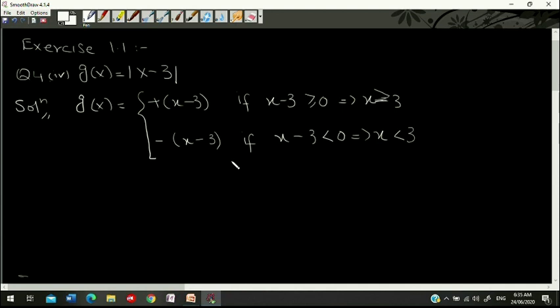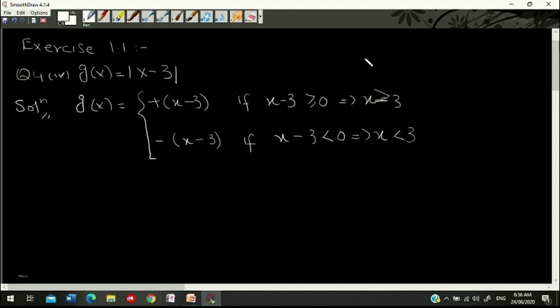Now g of x is equal to mod of x minus 3, and a mod function is always defined like this. This mod function has two parts. The positive part is x minus 3, and for this part, when we decide the domain, as I have told you, this part is a positive part, so it is always greater than or equal to 0. And this is the negative part, and this part is less than 0.